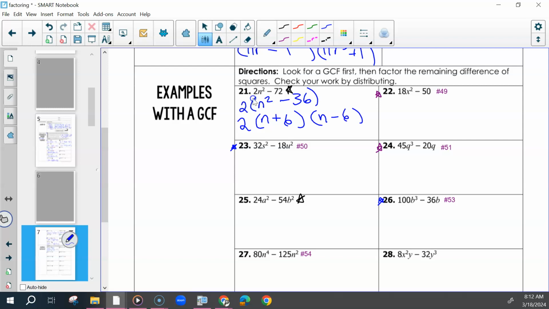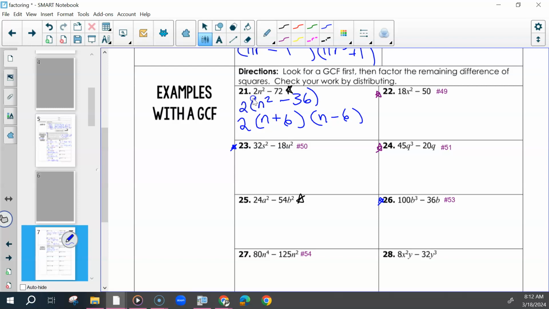You have to look at this and see, could I take something times something to get n squared, and something times something to get 36, the same thing? So you have to be practicing this, trying these out, seeing if you can use both. When you finish this week's Delta Math, you'll see some of these also.